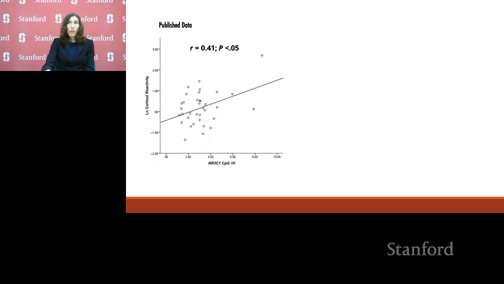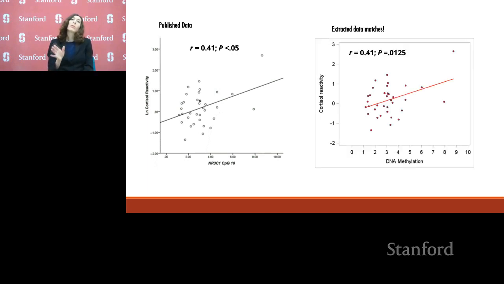And then I just verified that I was able to reproduce the original analyses that appeared in the paper. So I popped my data into SAS. What you see on the right here is my reanalysis. I'm able to regenerate the same basic plot, and I also get an R, a correlation coefficient of 0.41, exactly what the authors reported. My p-value is 0.01. They reported p is less than 0.05. So it's a good match. This just verifies that I extracted the data correctly.